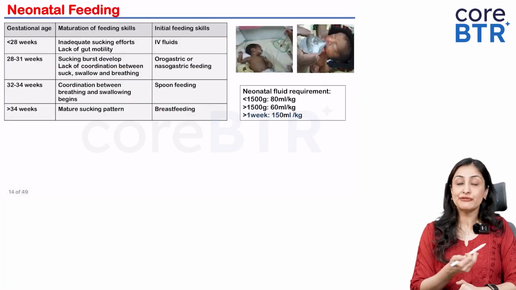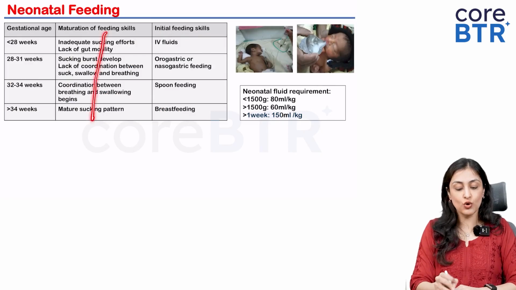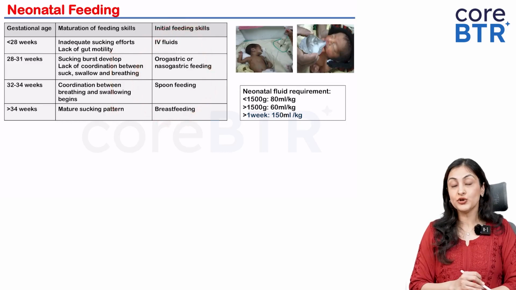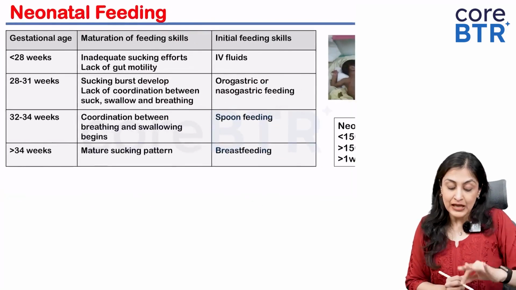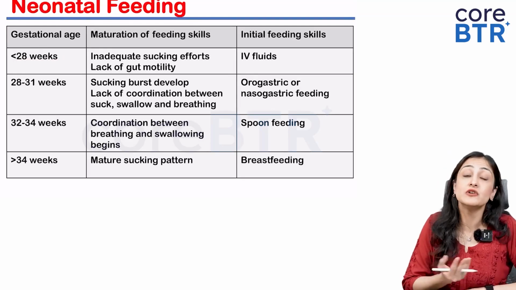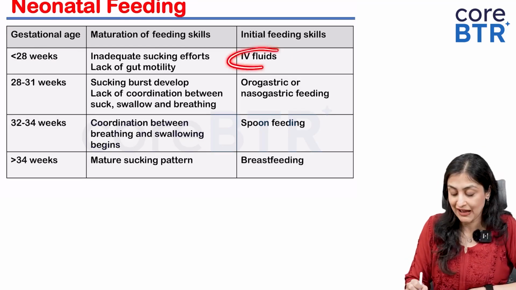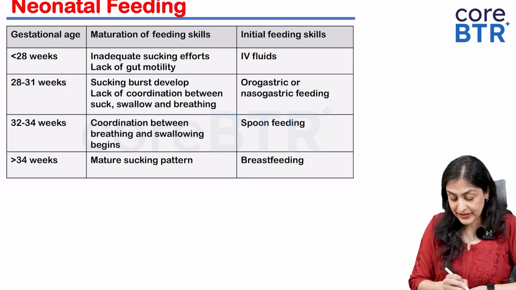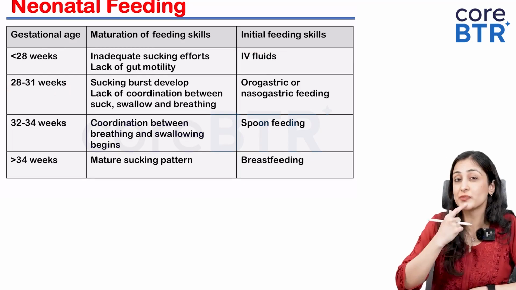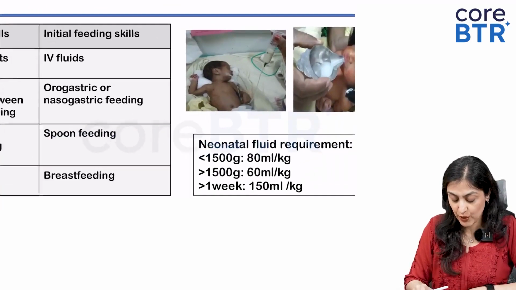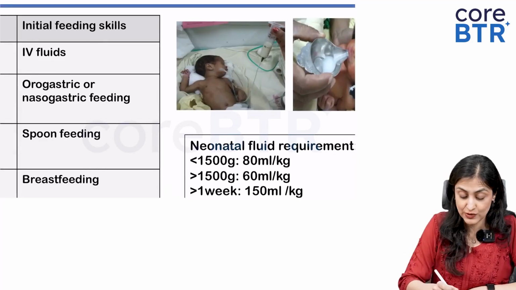Then we talk about feeding. Alright, so here I've given you the concept also. So if you remember the concept, then this won't take too much time to remember. So any baby who's less than 28 weeks, too young, their bowel is also not mature. So that's why we have to give IV fluids, okay. 28 to 32 weeks is where now the gut is mature, but the mouth is not mature enough. So that is why you can do OG or NG feeding, orogastric, nasogastric feeding.